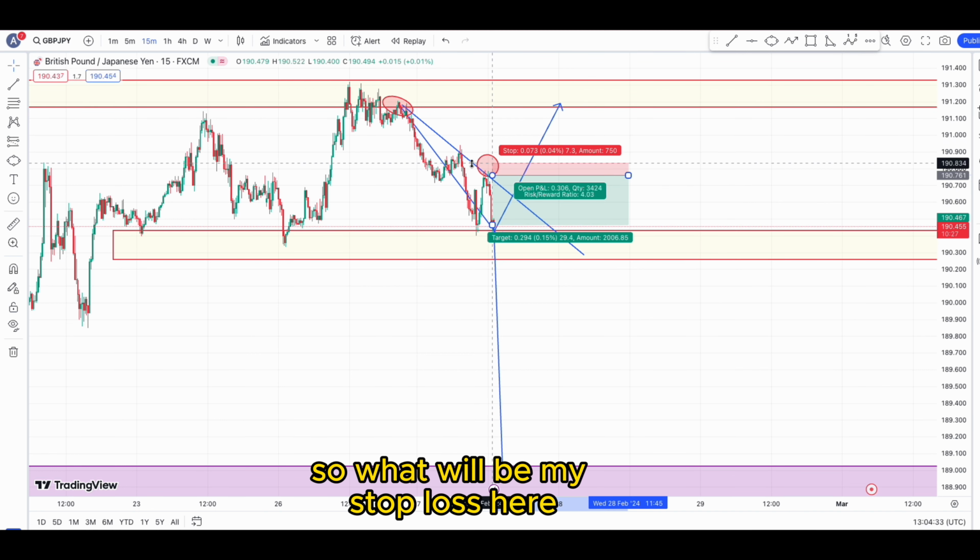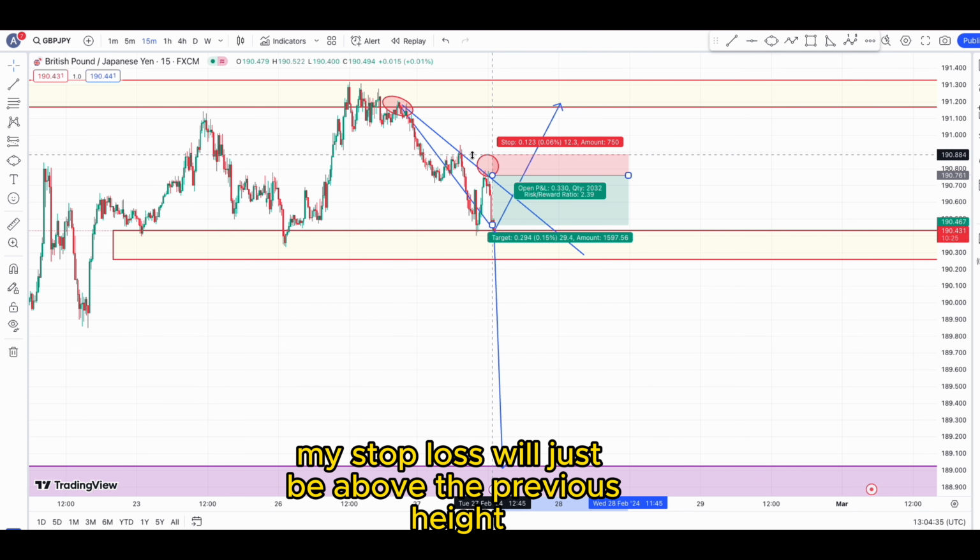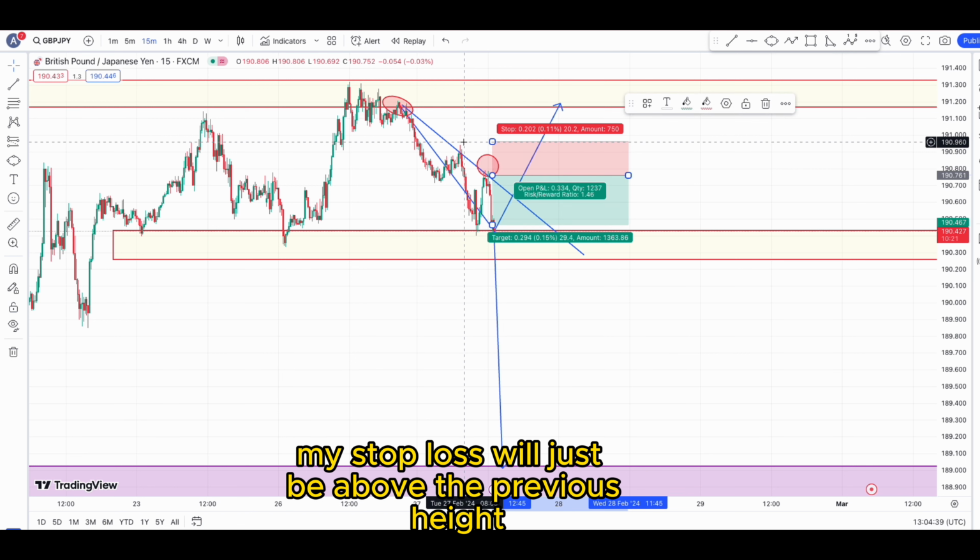So what will be my stop loss here? My stop loss will just be above the previous high.